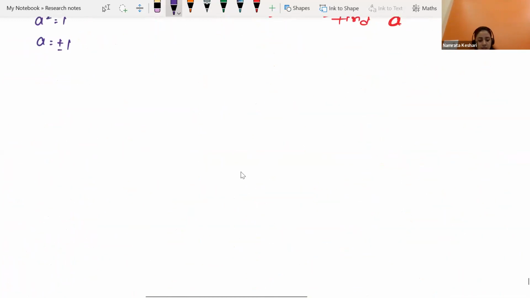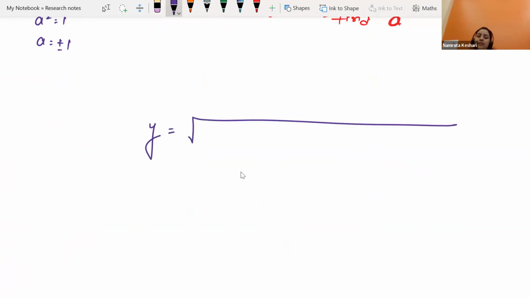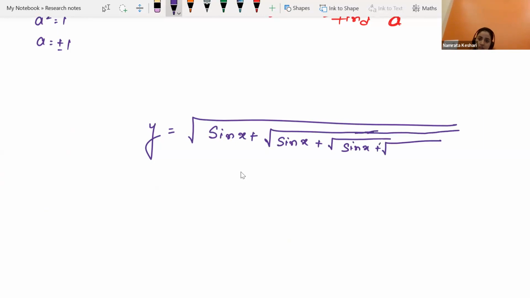So sometimes you will be getting this type of function also. You should not get confused with such. If the function is given like this, I'm showing you one example. The same concept you need to apply in all questions like this. Suppose here is sin x plus, again under root, sin x plus, again under root, sin x plus, again a root is there, all the roots inside each other like this, till infinity. This process is going to continue till infinity.